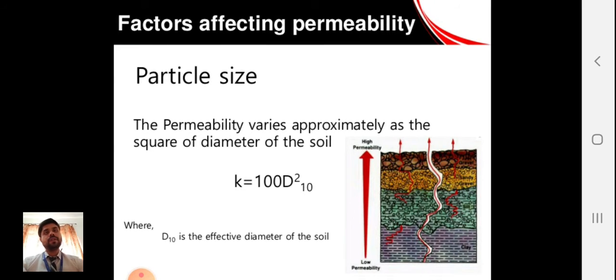Now, of the factors affecting permeability we have discussed, the first is particle size. The permeability varies approximately as the square of the diameter of the soil particles. K is equal to 100 d10 squared, where d10 is the effective diameter of the soil. That is why particle size is kept under the factors affecting the permeability of a soil. In the figure you can see low permeability soil and high permeability soil, because of their particle sizes.